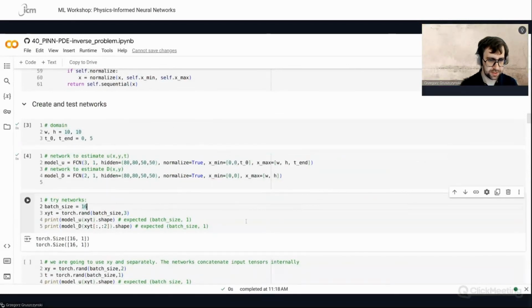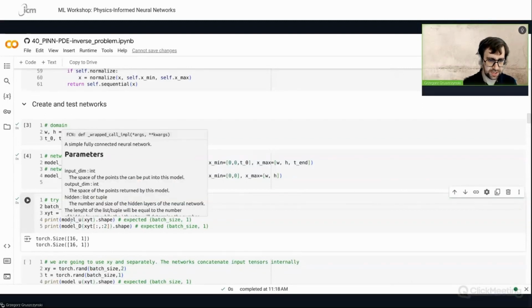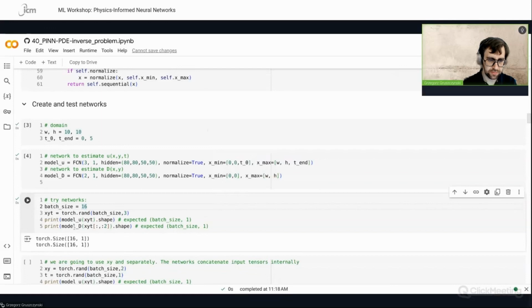Now I'm executing the cells. Here with batch size 16, I'm going to get some random numbers and evaluate this uninitialized network just to make sure that it is working, I mean that it's taking the argument and returning some values.